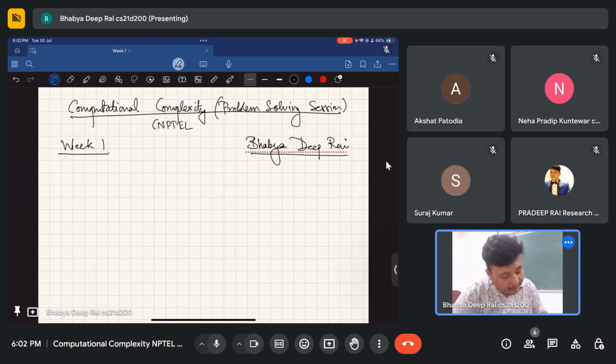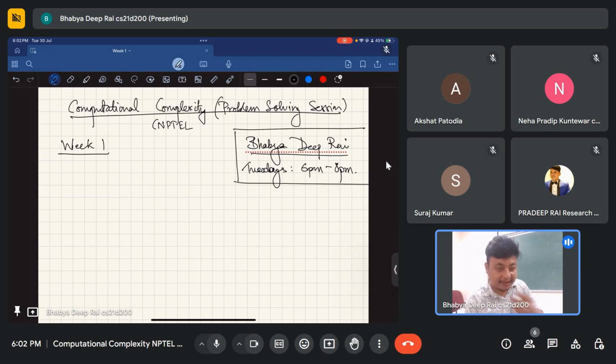We'll be having these problem solving sessions every Tuesday, from 6 p.m. to 8 p.m. All right. Today is the first problem solving session, so it may be shorter, but these problem sessions are aimed to help you solve the assignments and maybe get a deeper understanding of the lectures that are already there.